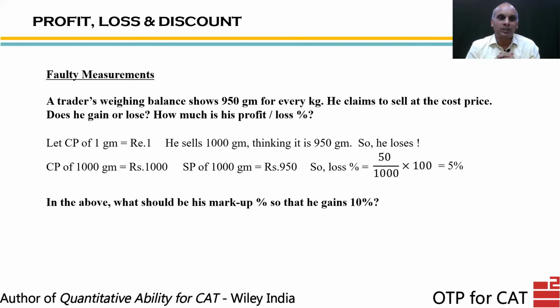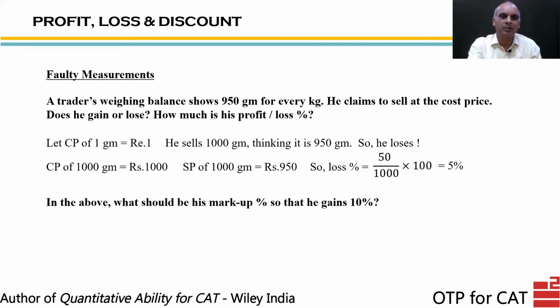Now realize what the question is. He is currently incurring a loss of 5%. He wants to gain 10%. So his true gain percent desired is 10%. Currently he's selling at a loss, so he has to increase the price, and the act of increasing the price is known as markup. So the question is only that: what should be his markup percent so that he gains 10%? So what do you think?